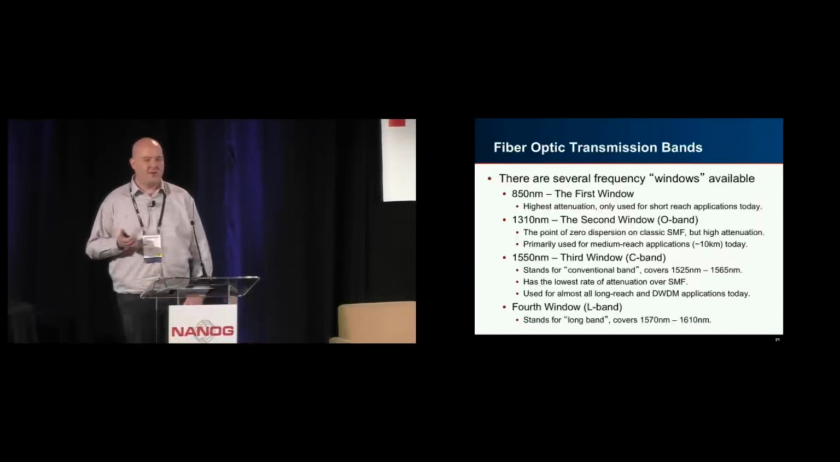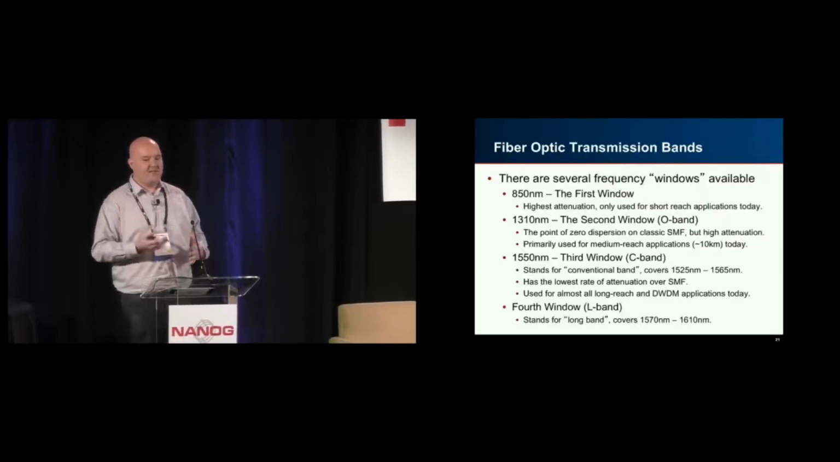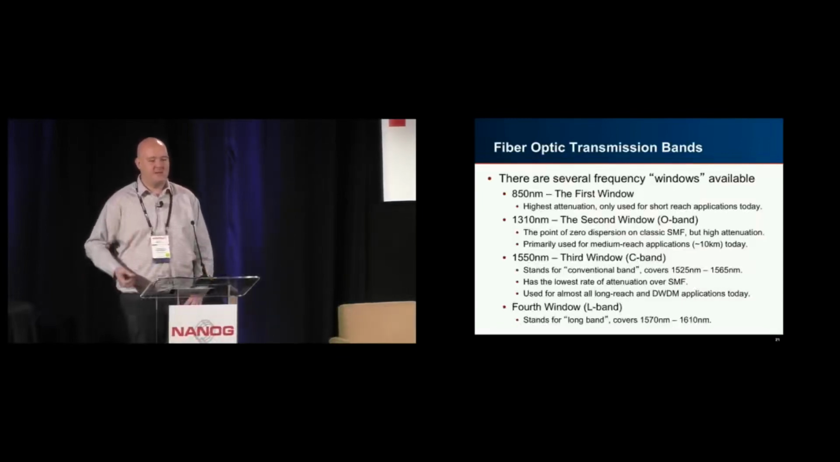This was historically the point of zero dispersion. Dispersion as it goes through fiber changes depending on the frequency of light, so this was originally the spot that had the least dispersion. It was the easiest to work with. When people were first deploying fiber optic networks, this was the band that people used. You still see this used today for your medium reach, 10-kilometer type applications, and you can do further with it. You can do 30, 40 kilometers on it if you really try.